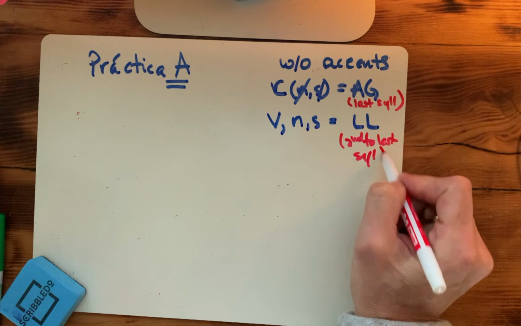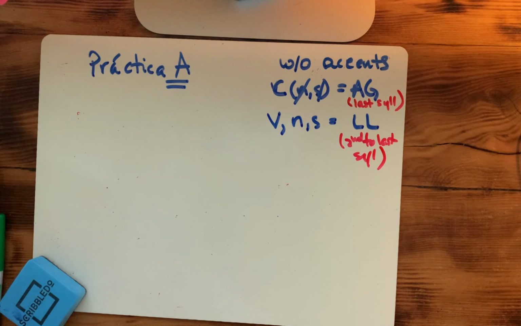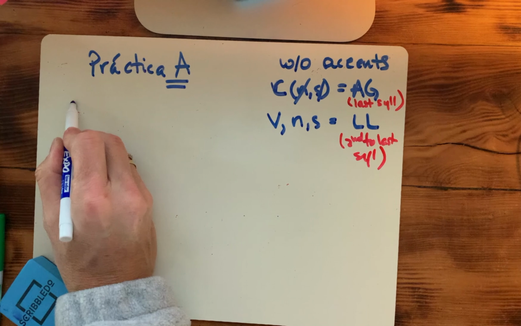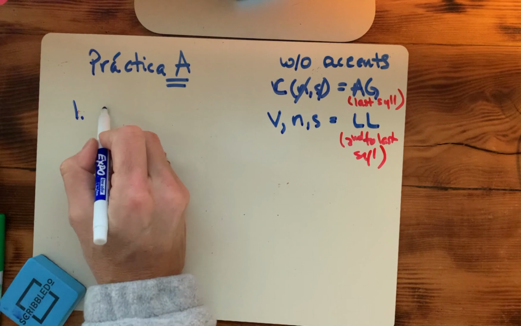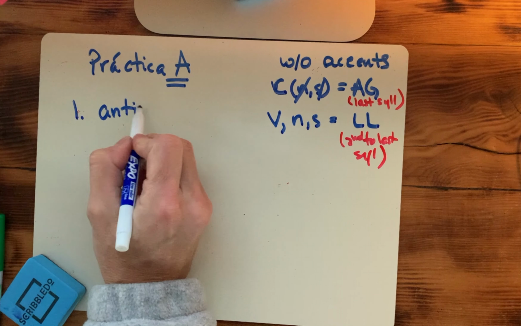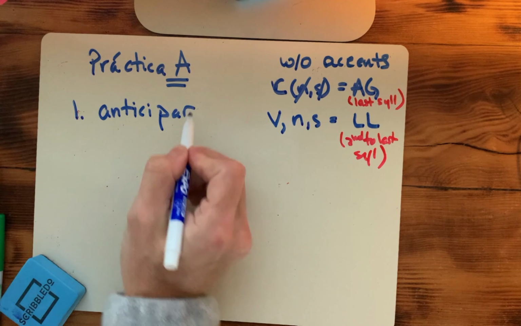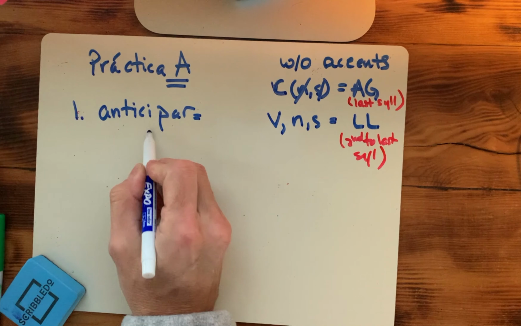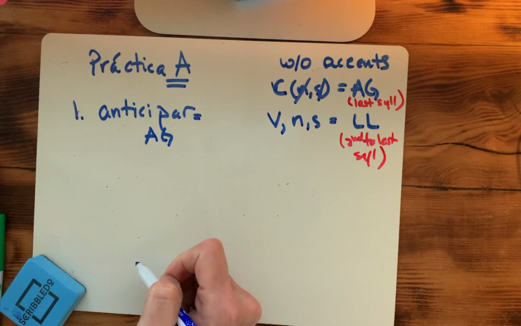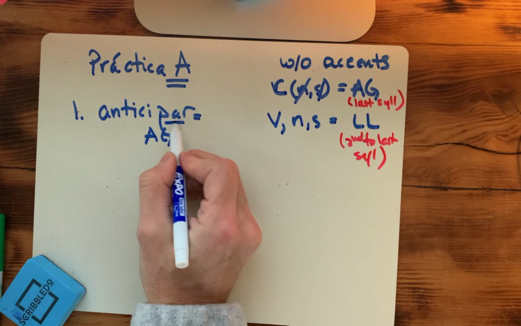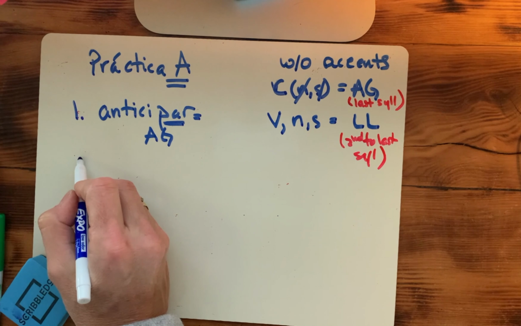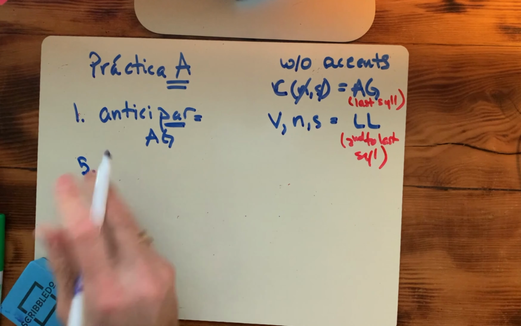Always from the end. So if we're looking at number one, anticipar. This ends with a consonant that's not an N or an S, and therefore it's an aguda. That means the stress is there, anticipar. If I do number 5, 5 is the same one.